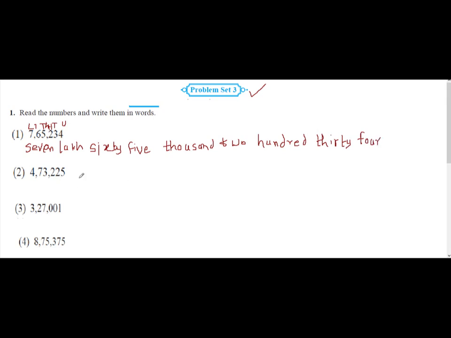Now here again there are 6 digits. So let's start with the lakh. Which is the lakh place? Here it is 4 lakh. How many thousands? 73,000. Two hundred twenty-five. Okay, next number.